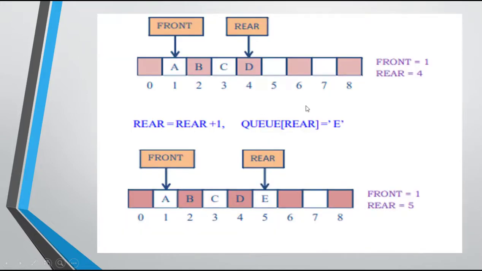So in this example, I have already shown you this example. So where does the insertion take place? At the rear. So front is 1, rear is 1. First we have to increment this value, 4 plus 1, 5, and then E is assigned to queue of rear, queue of 5. At that place E is inserted.